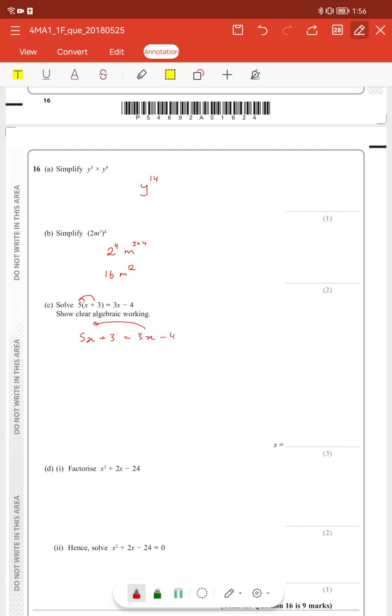Take my x's on one side, my numbers on the other side. So 5x minus 3x is 2x. Minus 4 minus 3 is minus 7. Ooh, sorry, it should be plus 15, because I have to multiply every single one. And here I'm going to get minus 19. And when I divide that by 2, minus 19 divided by 2 is minus 9.5.